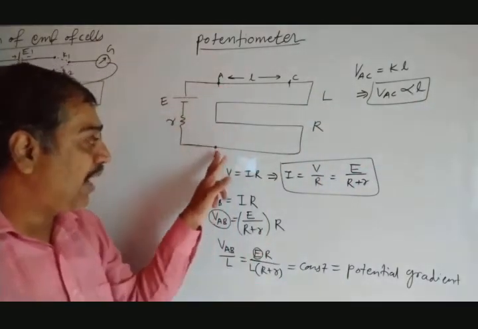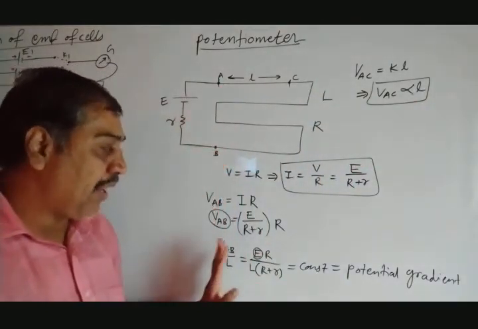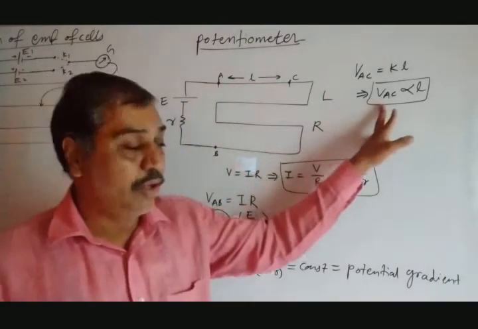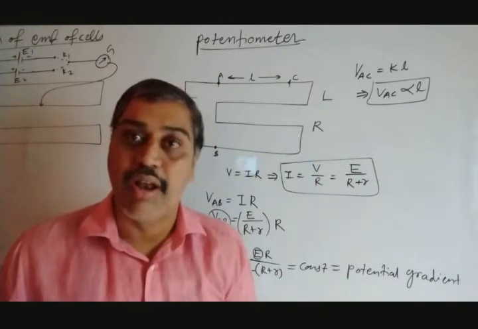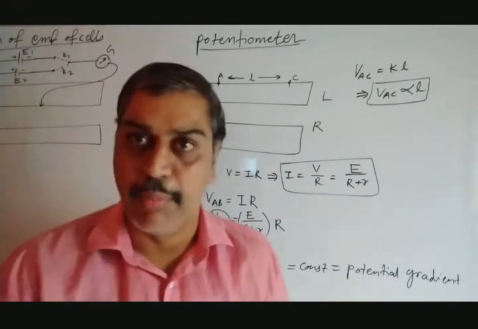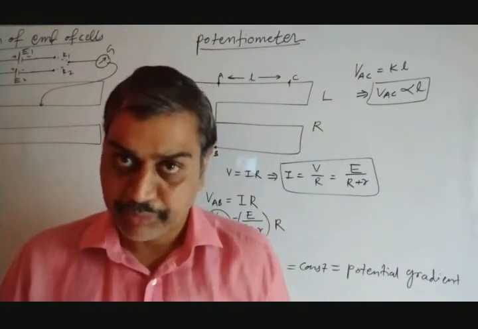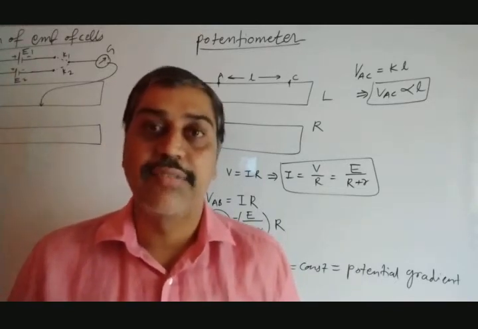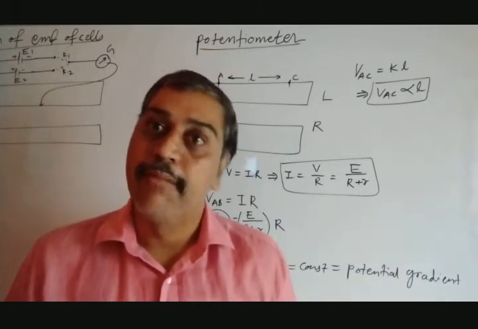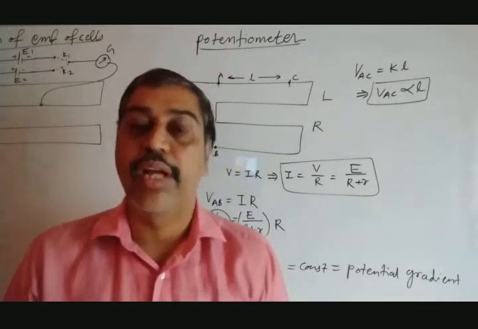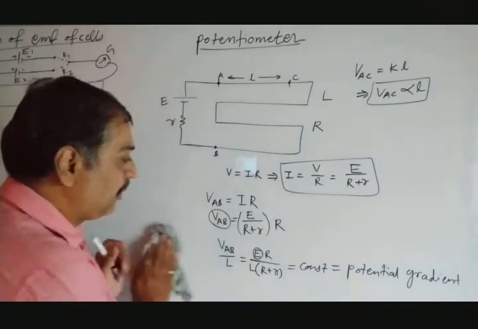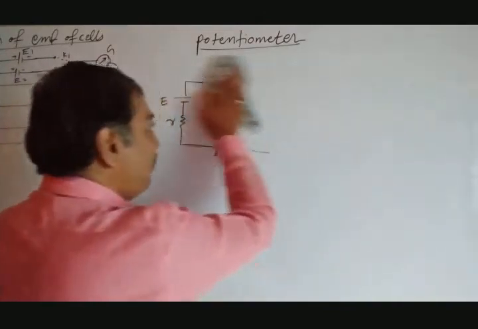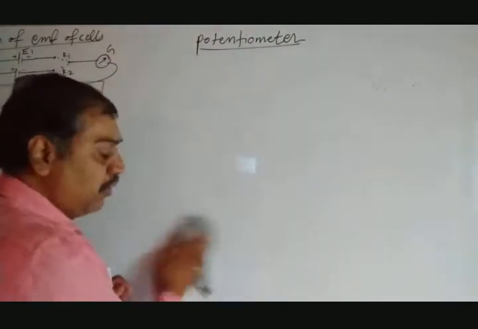If you take the total wire AB, its length is capital L. If you take this much length of wire AC, small l, the voltage drop is directly proportional to small l. And this is the basic concept of working of a potentiometer. So a potentiometer works on this principle: the voltage drop across any length of the wire is directly proportional to the length of that wire across which we are going to find the voltage. This is the part I have mentioned in your book as the basic concept of working of a potentiometer. Now let's go to the next part.